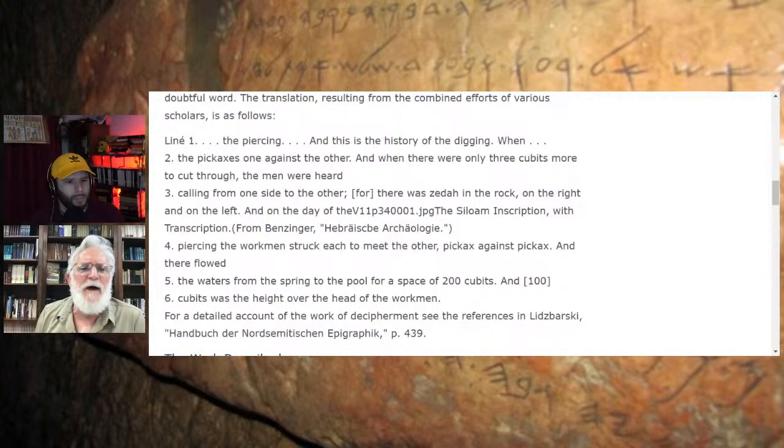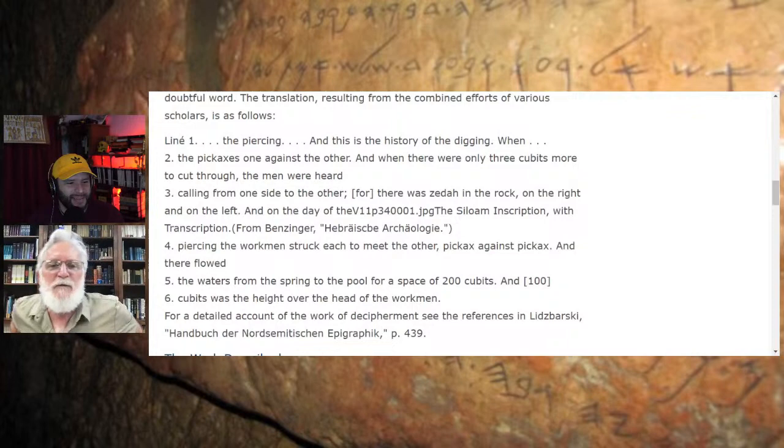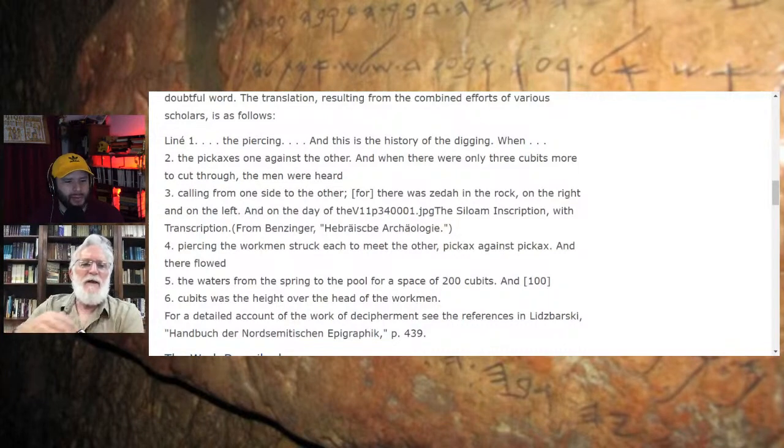It's supposed to say, and only a nerd like me who's been doing this for a while would know it. It's supposed to say the water from the spring to the pool for a space of 200 cubits and 1,000 cubits. And then 100 cubits was the height over the head. So let me talk about that for just a second.